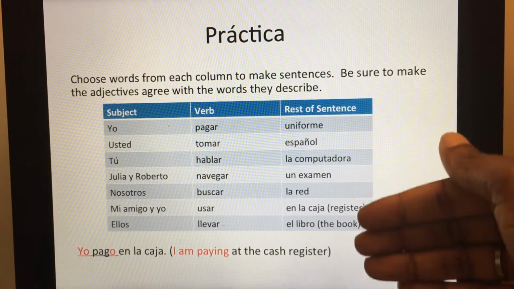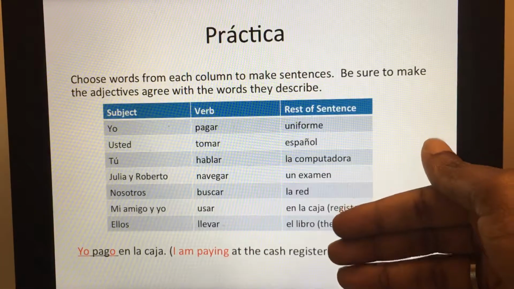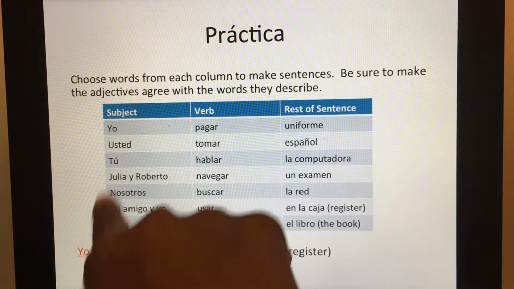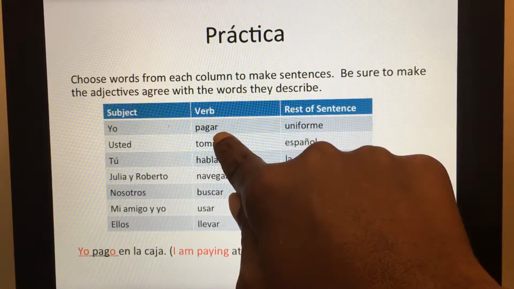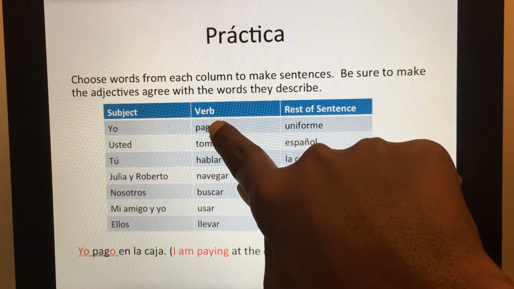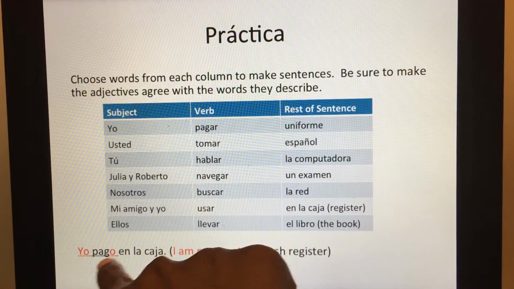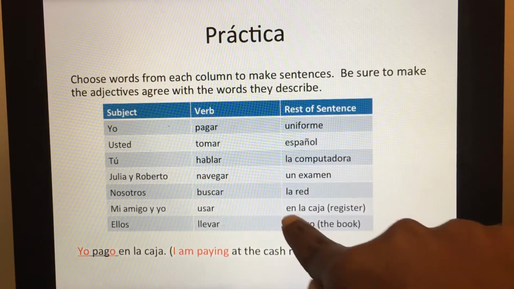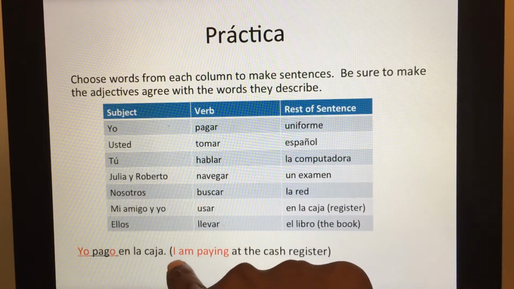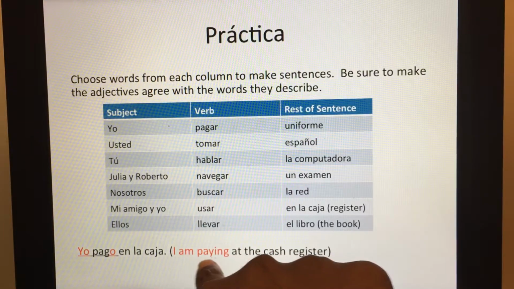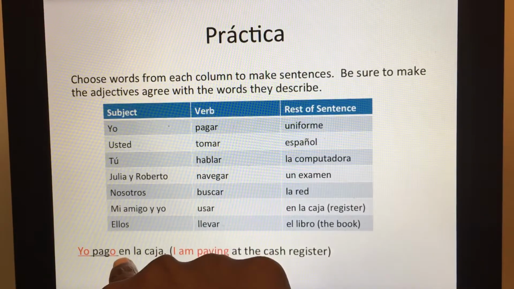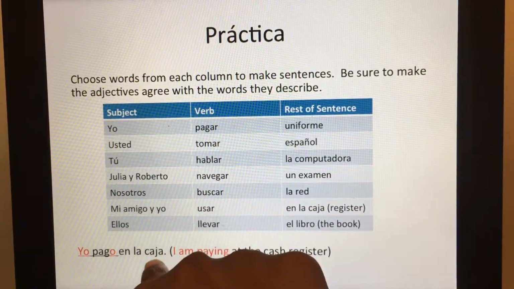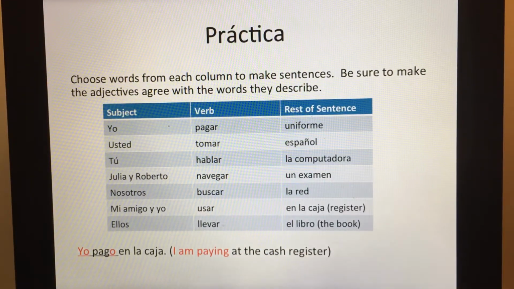Now, your sentences have to make sense, okay? If you're using adjectives, you have to be sure to make the adjective agree with the words they describe. But I gave you an example here. Yo pagar. I can't say yo pagar. I have to drop the AR ending and put the ending that agrees with yo, which is O. O agrees with yo. Yo pago en la caja. En la caja, register. So I am paying. Yo pago translates to I am paying. En, that's this word here, in, the, that's la, and then cash register is caja. Caja. The J sounds like H in Spanish.